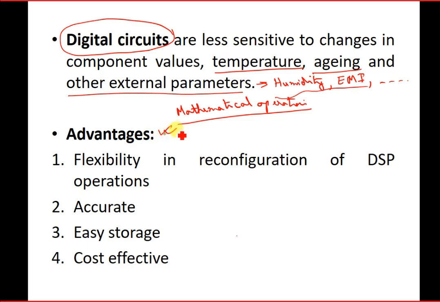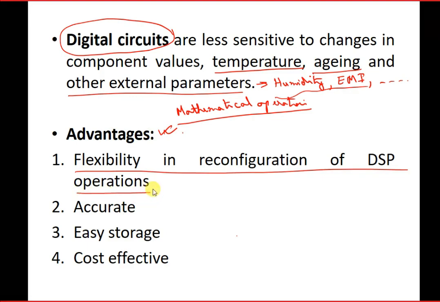Some of the advantages of these digital circuits are flexibility in reconfiguration of DSP operations. When you want to implement these digital circuits, you need to have some digital signal processors. Now what are these processors? You will find these processors in microcontrollers and microprocessors themselves. Microcontrollers contain these microprocessors. So in these processors, the processing takes place.